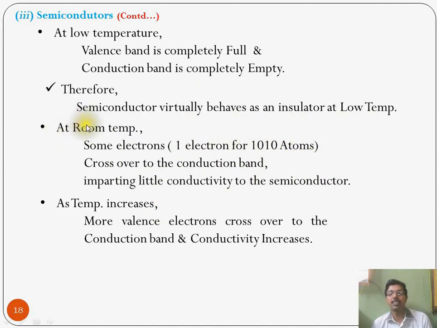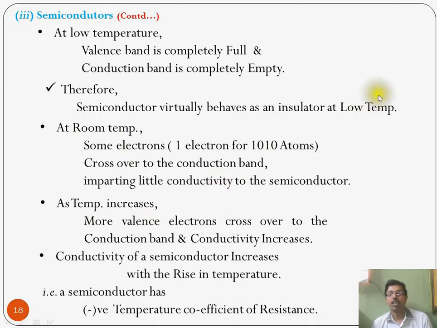When the temperature increases, the current conduction automatically increases. As the temperature increases further, more valence electrons try to cross over from the valence band to the conduction band, and so the conductivity increases. So it's clear that the conductivity of semiconductors increases with an increase in temperature. So these semiconducting materials also have a negative temperature coefficient of resistance.